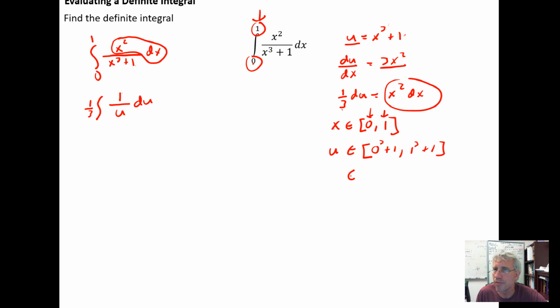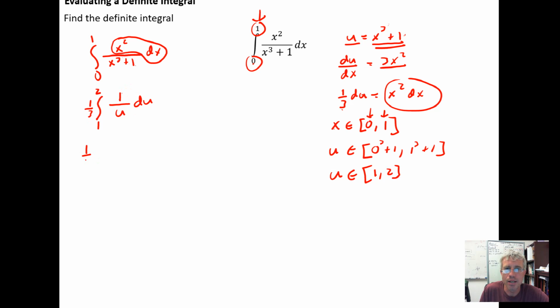And then these simplify to u running over the closed interval from 0 cubed plus 1 is 1, and 1 cubed plus 1 is 2. So we're going to run over the closed interval from 1 to 2. And by changing the bounds of integration, we won't have to substitute x cubed plus 1 back in for u after we integrate. Now I have the form u prime over u.